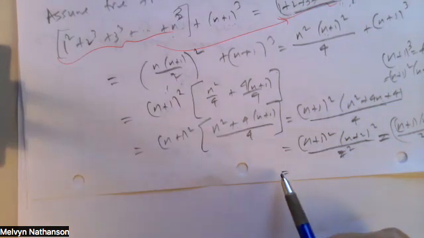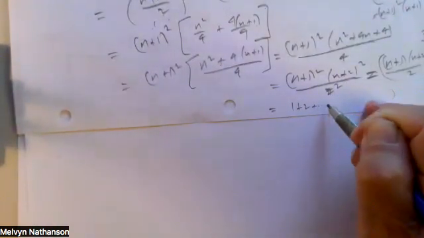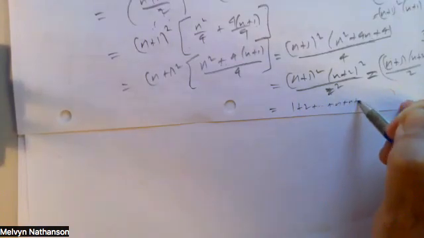Which is exactly, by this formula, the sum of the first n plus 1 numbers squared. And that's the proof.